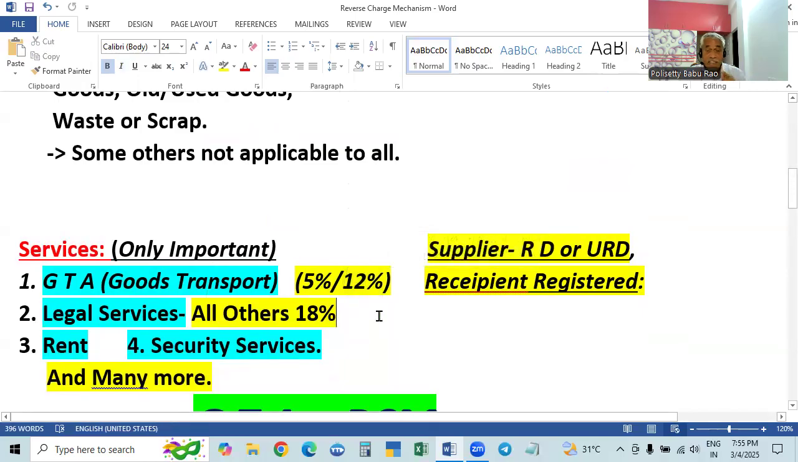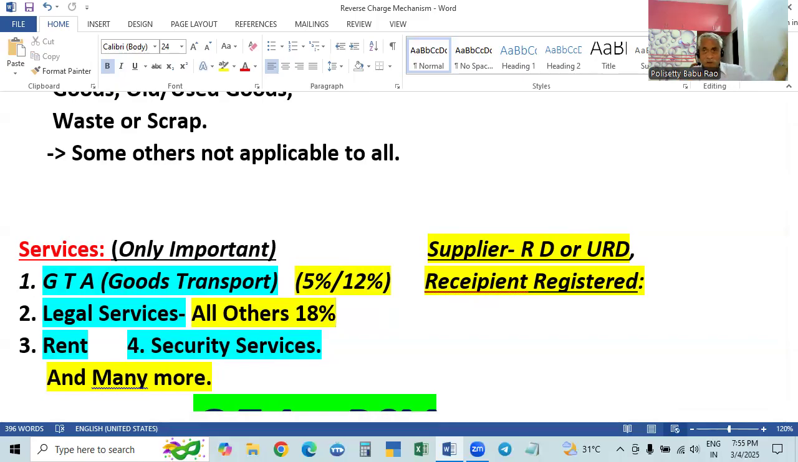Another thing: this is RCM, where the recipient pays to the government. But the registered GTA, if they select, can collect 12% from the recipient, not 18%, and pay it to the government. It is called the forward charge mechanism. In that case, the recipient will not have any RCM liability.